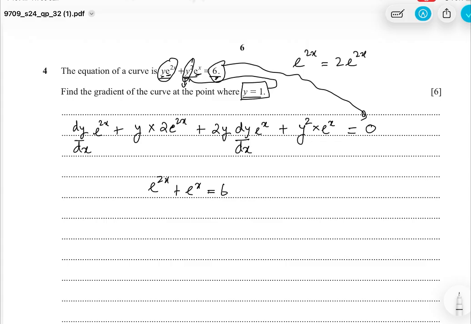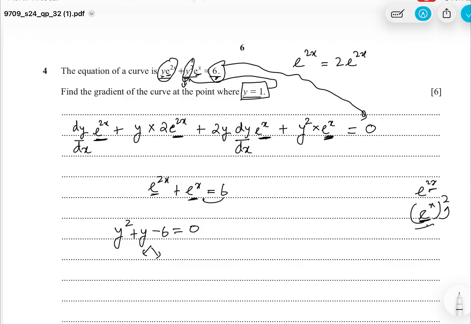Very good. One mistake which students usually make is to take ln on both sides. It is not at all required. In dy over dx, we just need the value of e to the power x or e to the power 2x. We can write e to the power 2x as e to the power x squared. So we will take e to the power x as y, and this one would be y squared plus y. Take this to the other side, minus 6 equals 0.